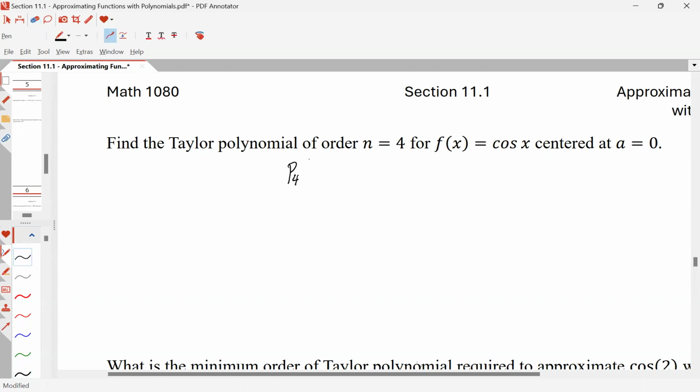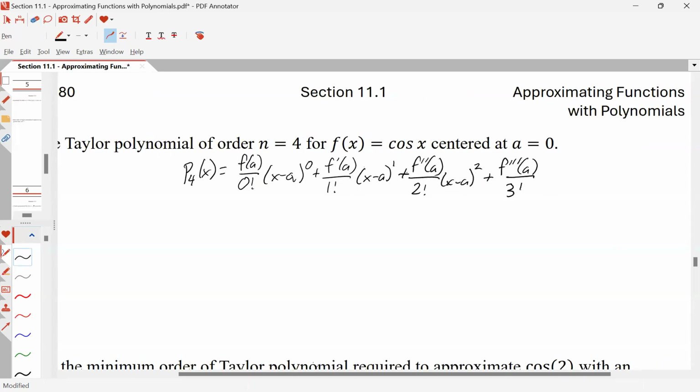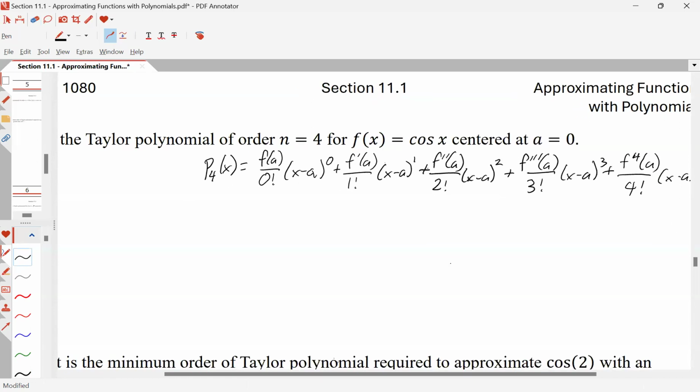Remember, the fourth Taylor polynomial is going to be the value at a over 0 factorial times x minus a to the 0, plus f prime of a over 1 factorial times x minus a to the first, plus the second derivative at a over 2 factorial times x minus a squared, plus the third derivative at a over 3 factorial times x minus a cubed, plus the fourth derivative at a over 4 factorial times x minus a to the fourth. So we are trying to fill in these a's and the functions.